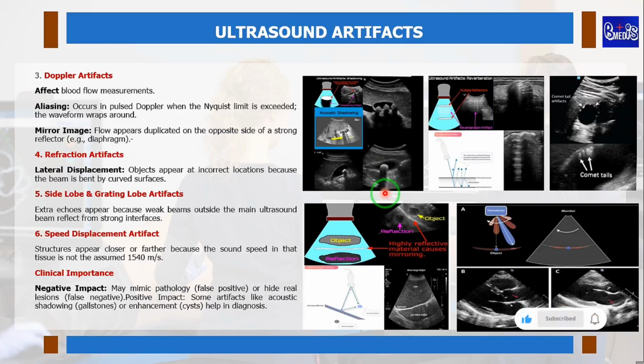So that's how you get acoustic shadow. Then we also have the one we call the reverberation, which is mainly seen when sound interacts with air in the bowels. It creates multiple stretches of lines.